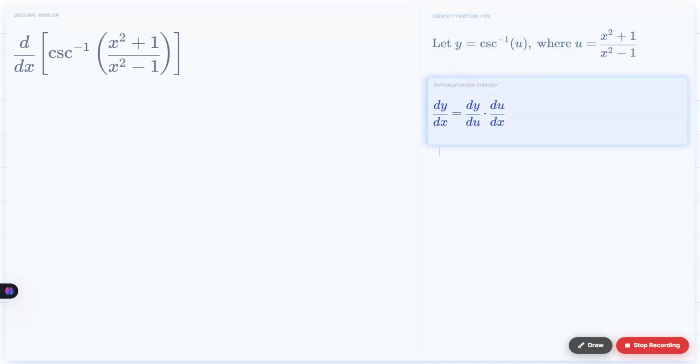We use dy/dx equals dy/du times du/dx. We do this to find the derivative of the whole thing. This is the chain rule, which helps when one function is inside another function.